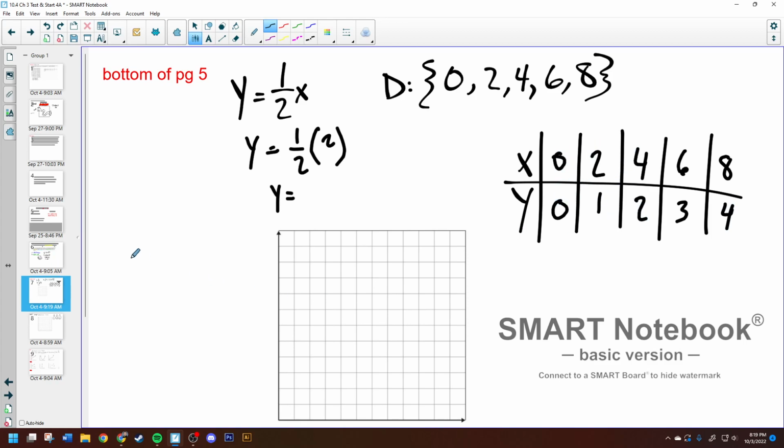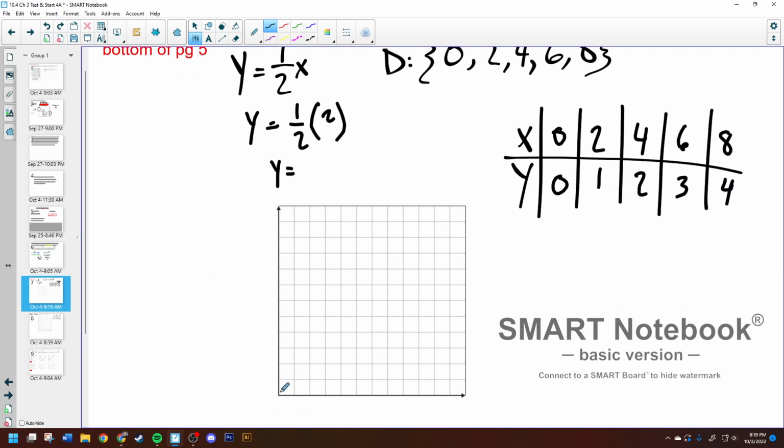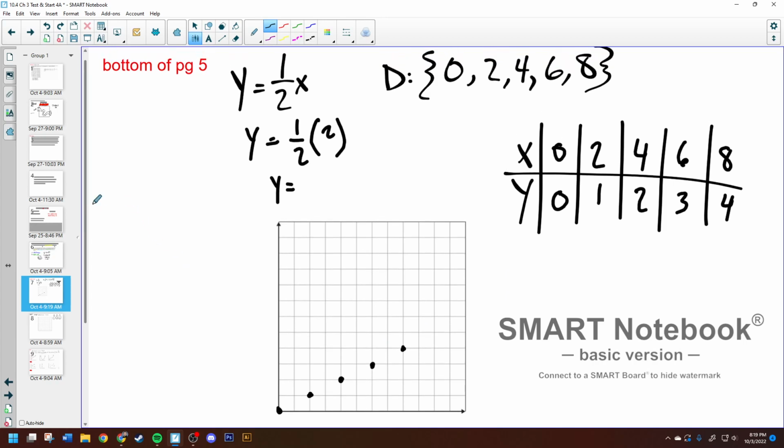All right, we have 0, 0, that's pretty simple. Let's go ahead and plot that. 0, 0. We also have 2, 1, so 2 on the x-axis, up 1 on the y. We'll go 4, 2, right here, 6, 3, and lastly we have 8, 4. And what you should notice is that these come out in a line, right? They all end up in a pattern. And when we graph linear functions, which is what this chapter is all going to be about, we are going to end up getting things in a line.